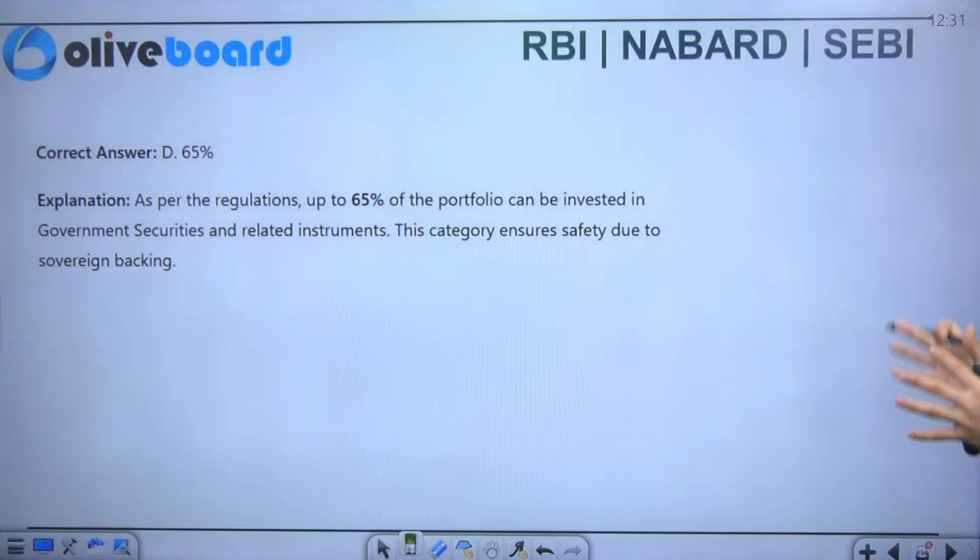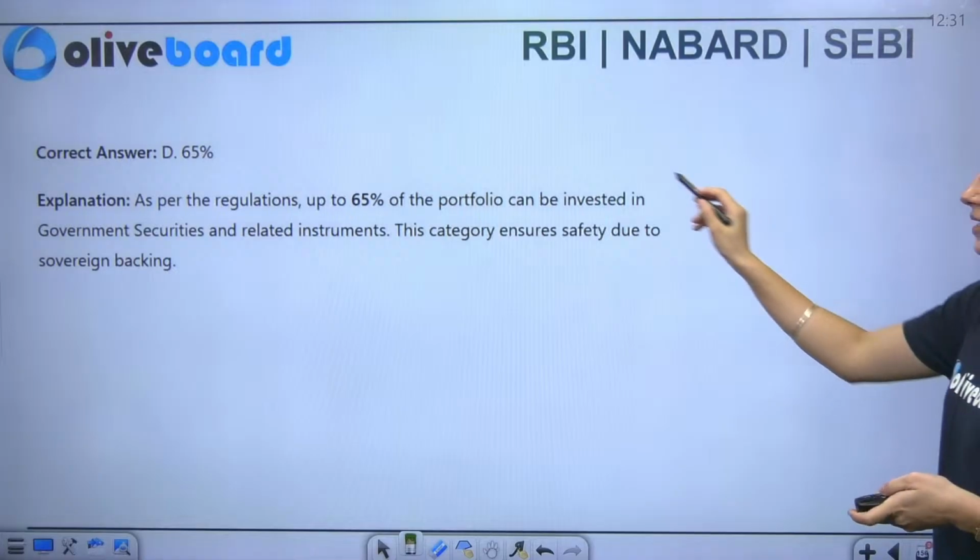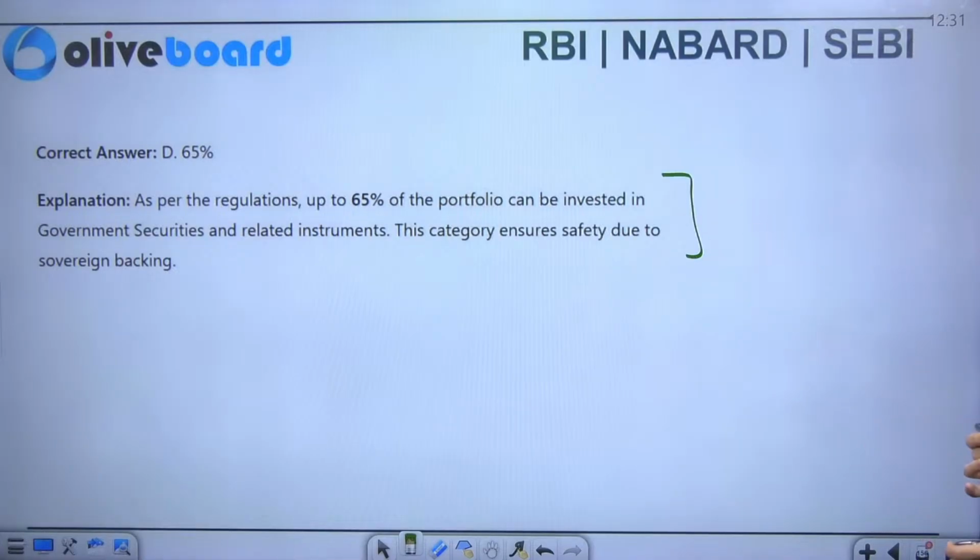Okay, so this is 65. This is the recent data that I've got. So based on that, I have made the question on the basis of that only. Of the portfolio exactly that can be invested in government securities and the related instruments also.